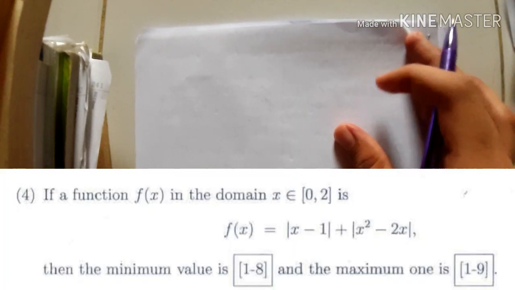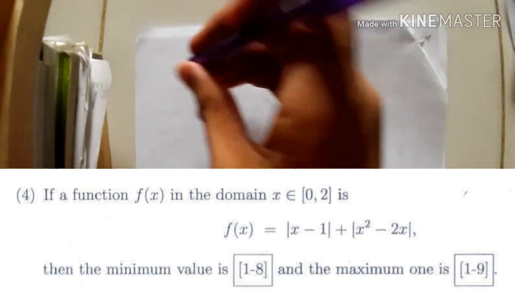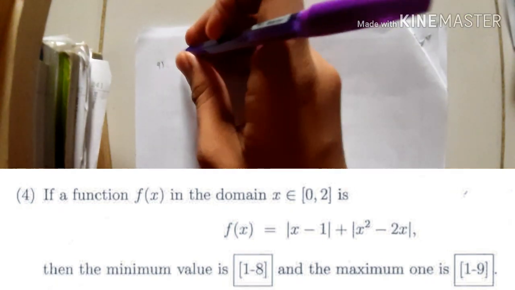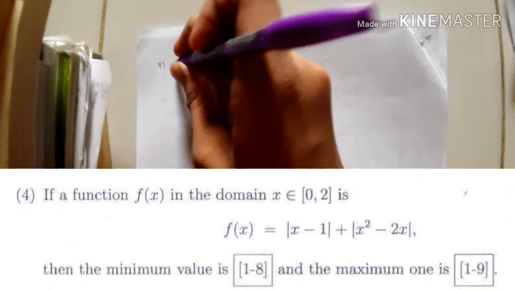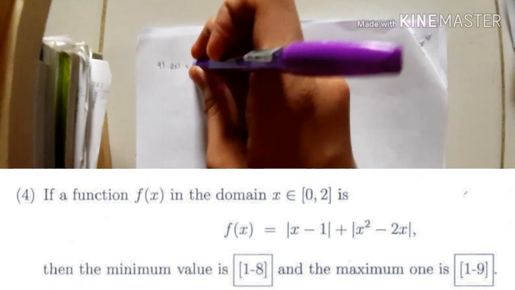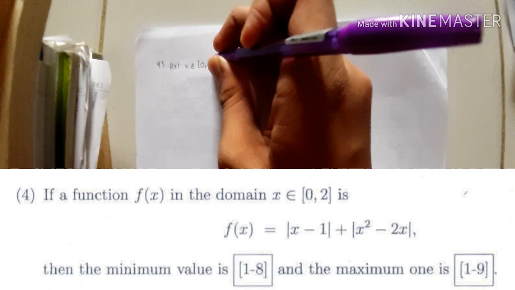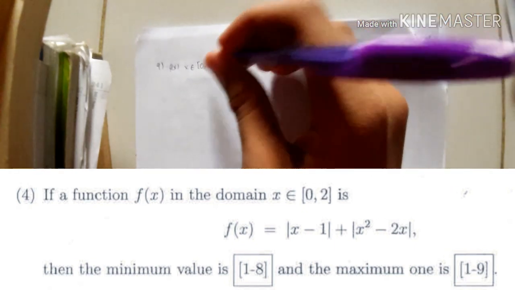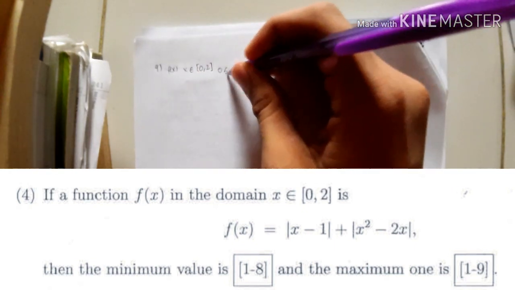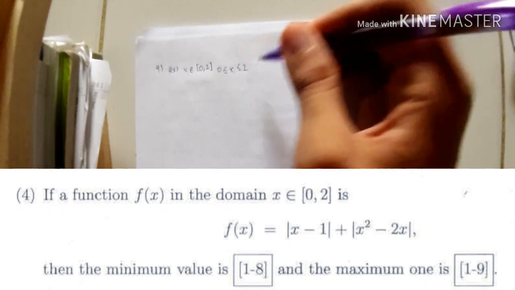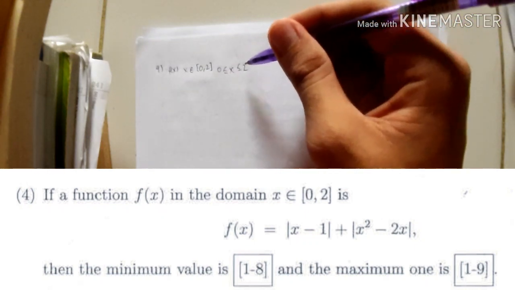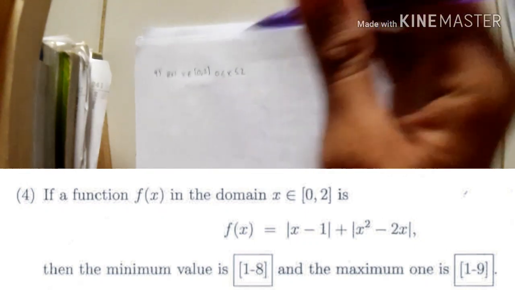So now number 4 is actually a unique question here. We have an absolute function. Okay, number 4. If a function f(x) has the domain between square brackets 0, 2. What it means by square bracket is that 0 and 2 are inclusive. Okay, so that is the definition of square bracket.